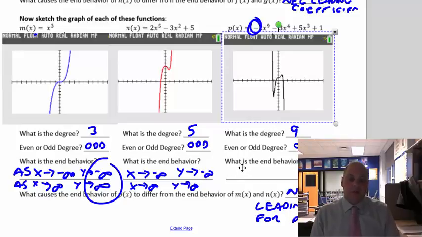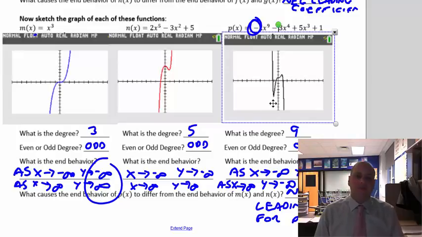All right, what is the end behavior? This one's going to be as x approaches negative infinity, now the y approaches infinity. As we go to the left, the y is going to infinity. As x approaches infinity, y approaches negative infinity. All right, and again, the end behavior, that's just review. We did that all last week. So hopefully we're understanding.